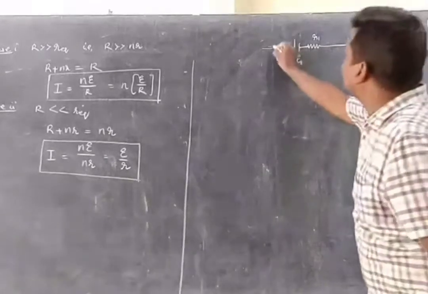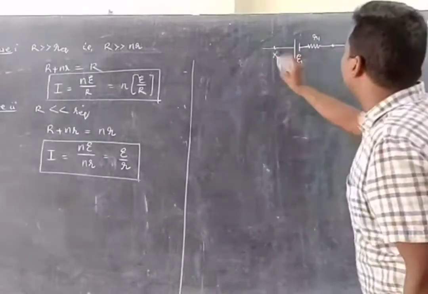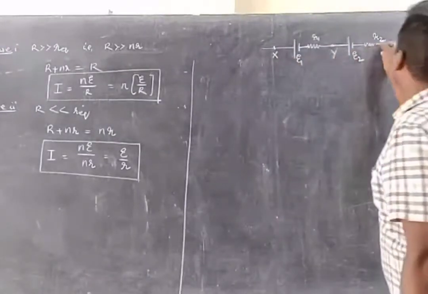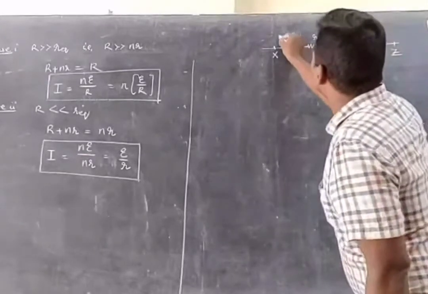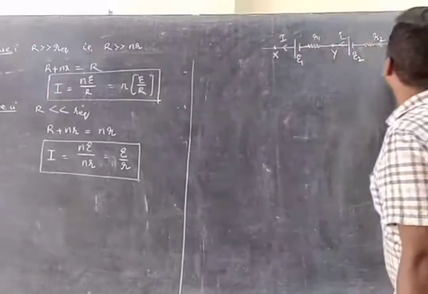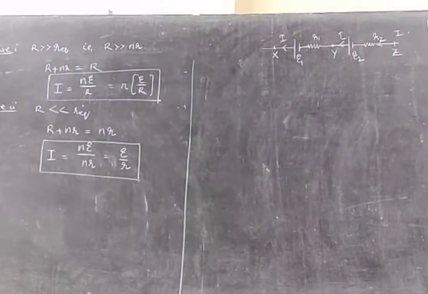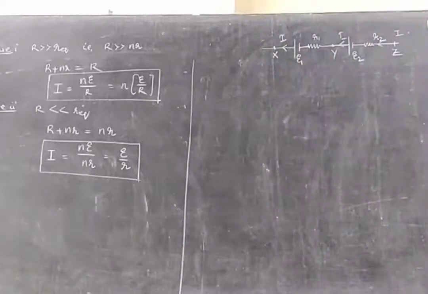So let us mark three points. This is my X, this is my Y, and this is my Z. So the conventional current, the direction of the current, is like this. So this is the I value, right? So current is flowing across this. Now let us calculate the potential difference across XY.